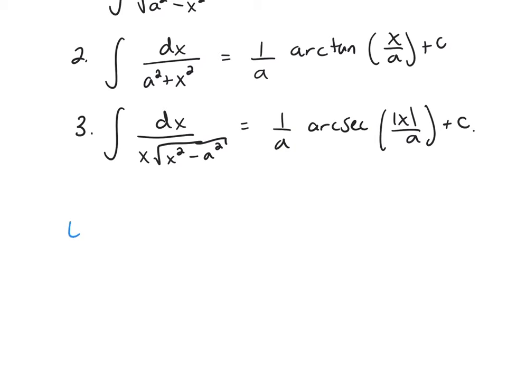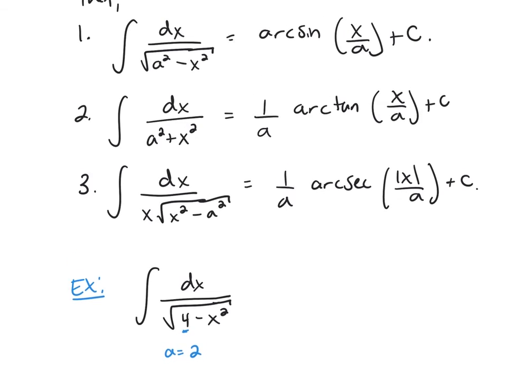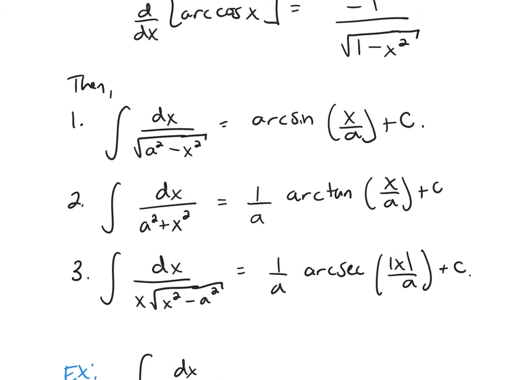Let's look at our next example. We're going to compute the integral of dx over the square root of 4 minus x squared. So if you look here, you can identify our value of a. A is 2, because 2 squared is 4 here. And if you look at our list, which one does this match up with? It matches up with the first one in our list.